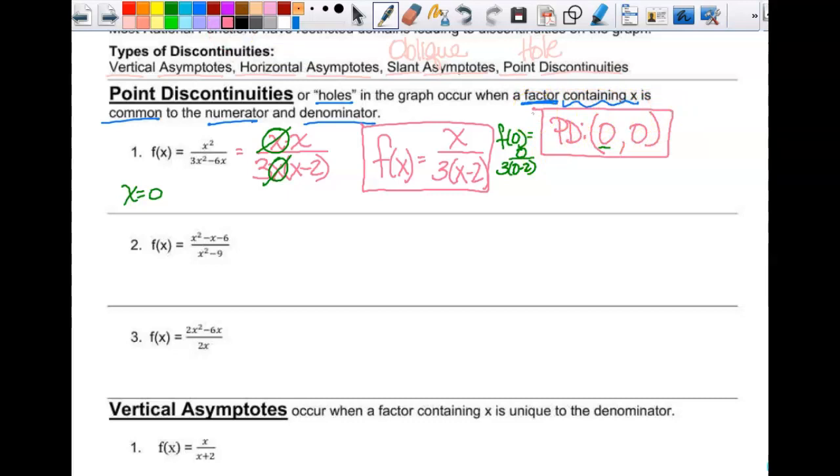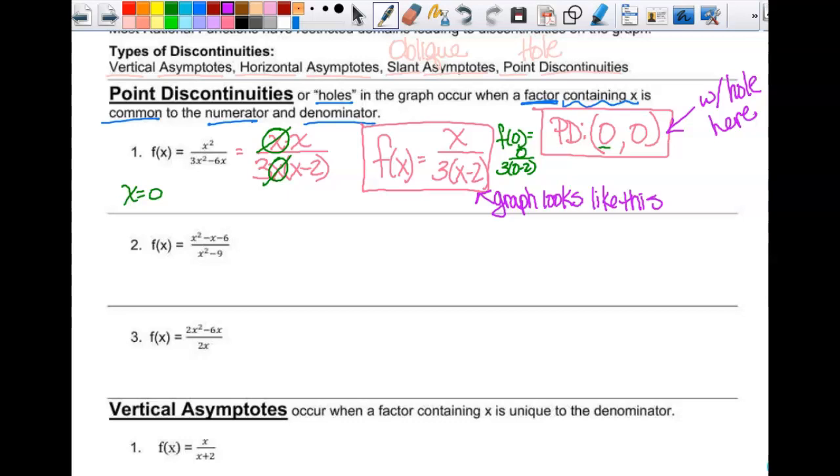So what all that means is, in the end, when you graph it, your graph looks like this, with a hole here. So you would go to 0, 0, put a hole, then you graph everything else around it, as we will when we learn how to graph that. What questions do you have?